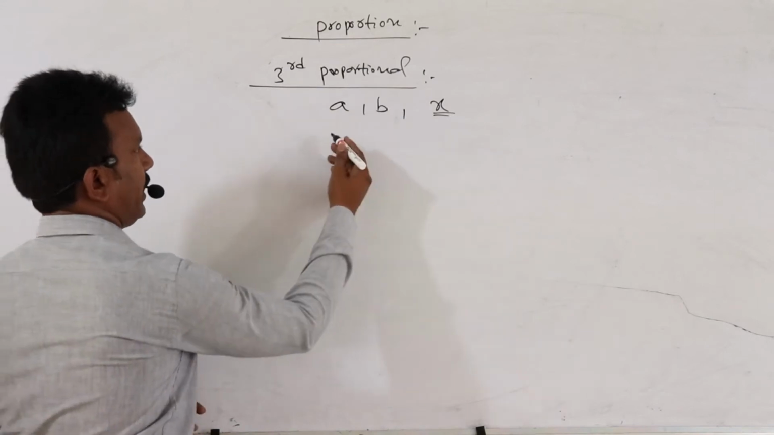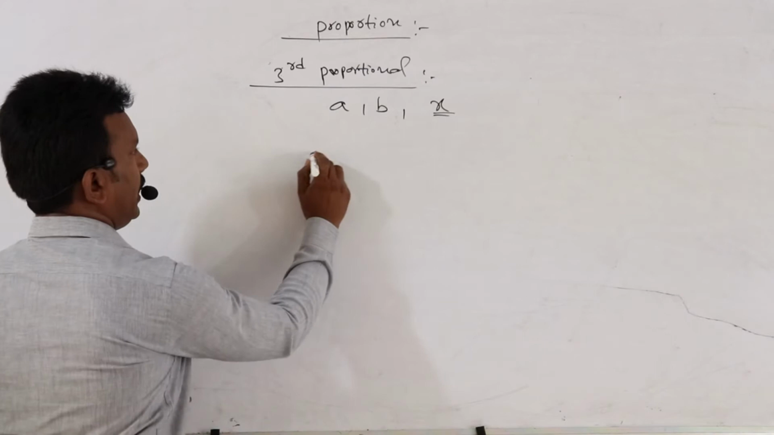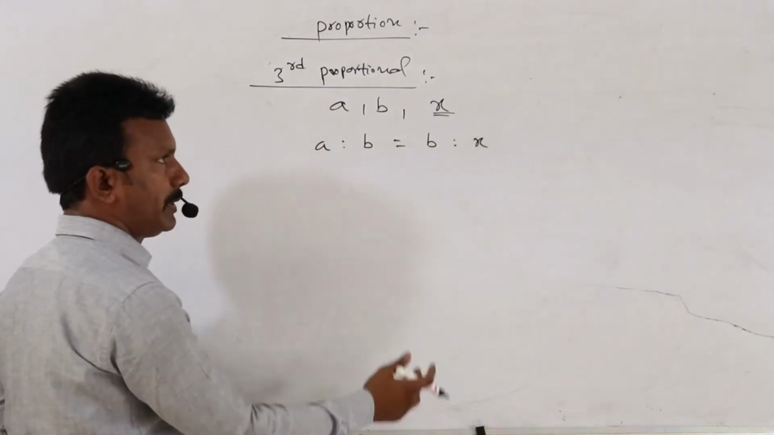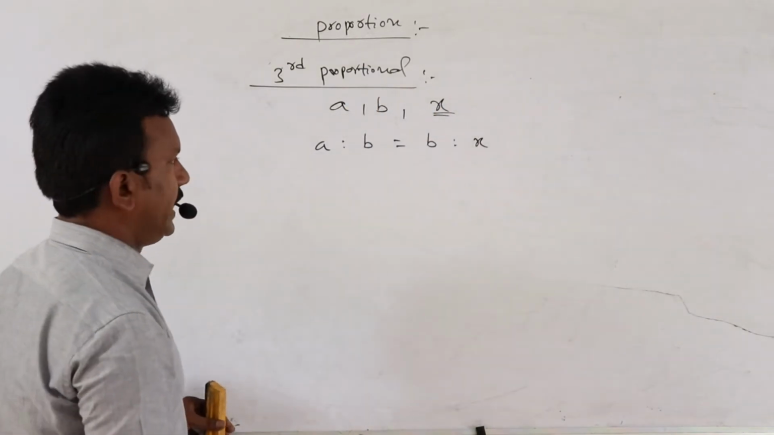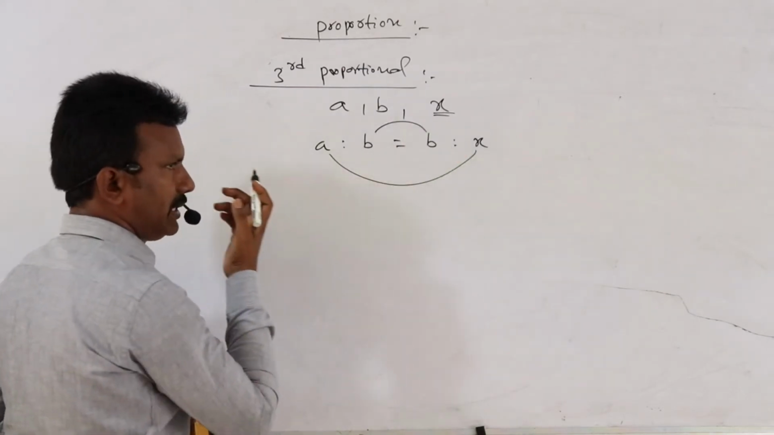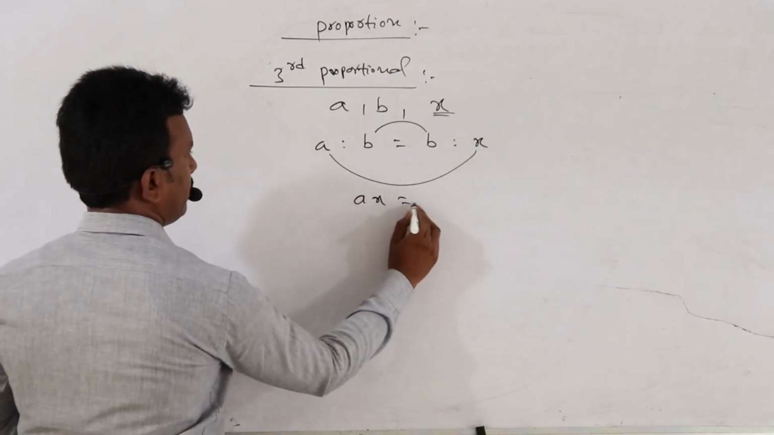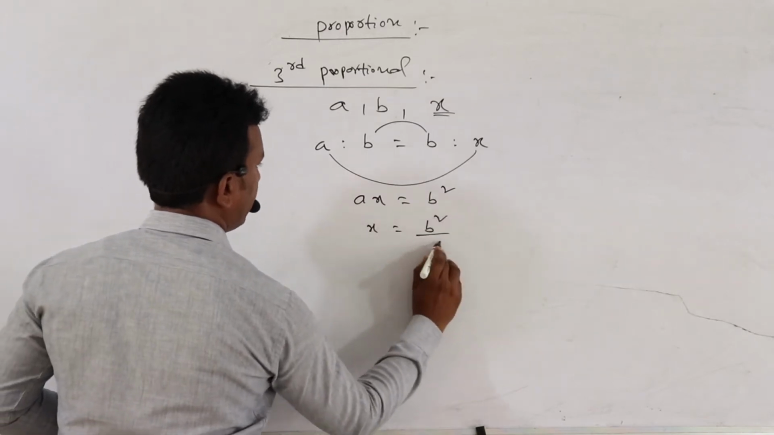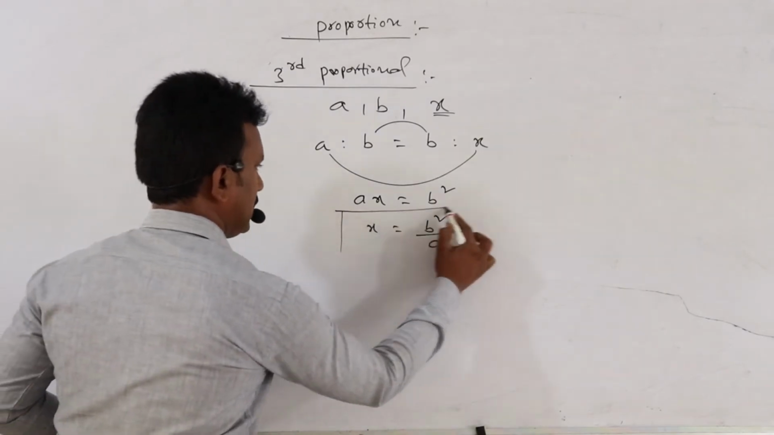In this case we write the proportionality condition for our three numbers: a is to b is equal to b is to x. This is our proportionality condition for the three numbers a, b and x. Next we write the condition: product of extremes equals product of means, that is a into x, ax is equal to b into b, b square. x is equal to b square by a. So this is one shortcut form.